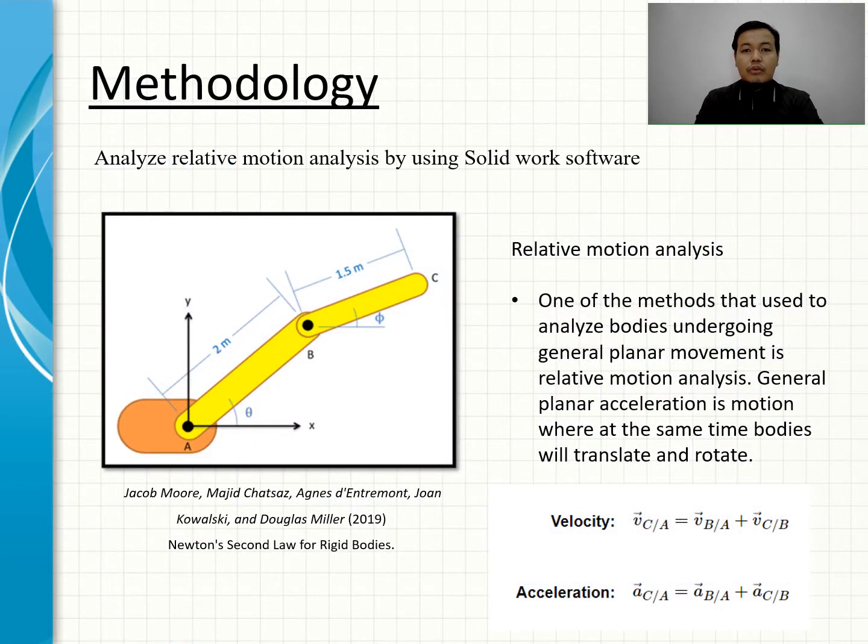In the methodology, I will explain relative motion analysis. One of the methods used to analyze a body undergoing general plane movement is relative motion analysis. General plane motion is a motion where at the same time the body will translate and rotate. There is an example shown in the figure on the slide. It has movement from point A to B and B to C. We can calculate the velocity and acceleration from the figure above.